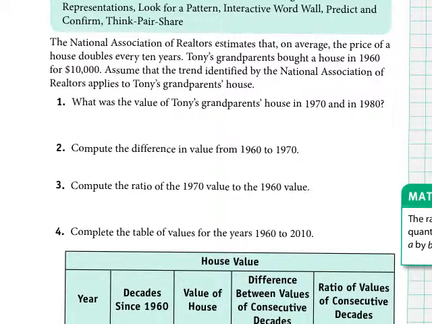Okay? So number one says, you can read the questions. Go ahead and answer numbers 1 through 3 together with your partners. Okay, so number 1 says, what was the value of Tony's grandparents' house in 1970? So if it was $10,000 in 1960, how much should we assume it's going to be in 1970? It's $20,000, right? Because it doubles. So $20K.